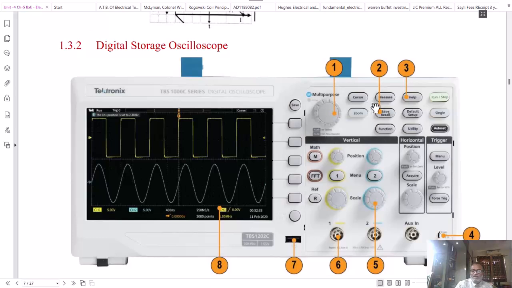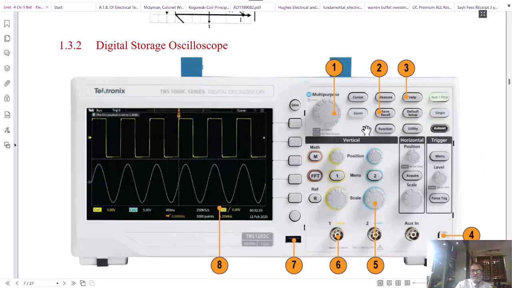If you want to store the waveform, you have to first acquire the waveform, and then once the waveform is acquired, you can store it by using the save button. The save button provides you the facility to save that recorded waveform in the internal memory of the oscilloscope. It can be recalled anytime by using the recall function, and it will display the waveform which was stored.